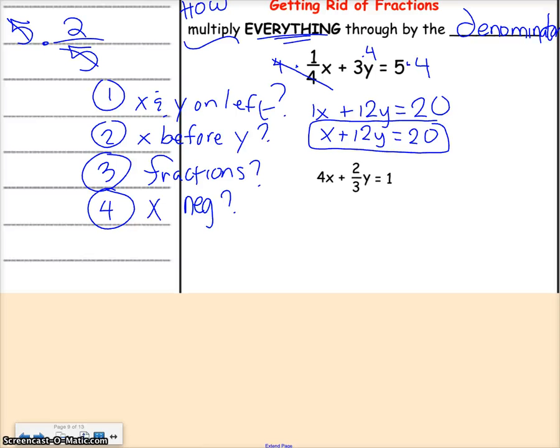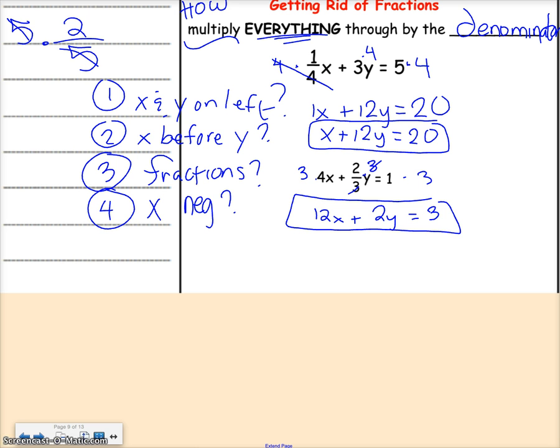How do I get rid of this fraction? Yeah, I times everything by 3. If you forget to times something by 3, your equation is not going to be correct. It will be completely wrong. So I get 12x plus 2y equals 3. And then I asked this in my head again and didn't explicitly say it out loud. Is my x positive or negative?